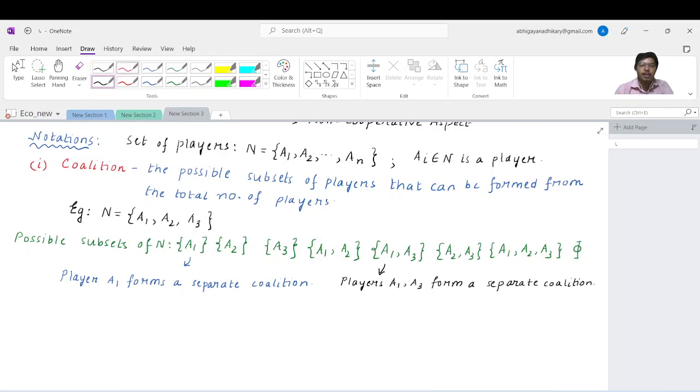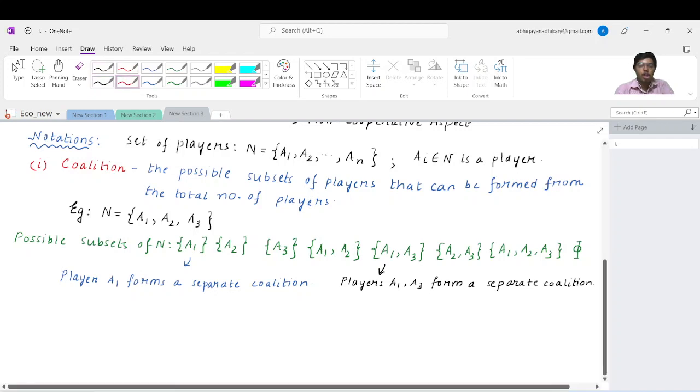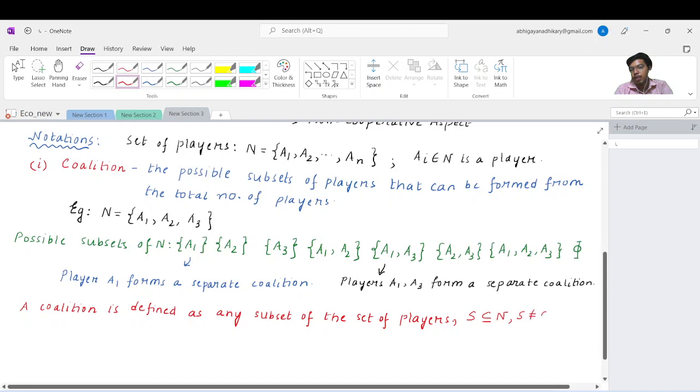So to understand this, let me bring you to the third notation over here. So let me just first go into the second notation. Let me just formally define a coalition. So a coalition, therefore, is defined as any subset of the set of players. We will denote it by the notation S, which is obviously a subset of N, and S will be not equals to phi, empty set.